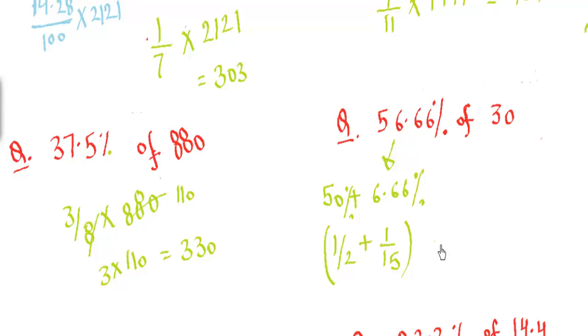So this will give me 30, that will give me 15, that will give me 2, 15 plus 2, that will give me 17 upon 30. So I can simply multiply it, 17 by 30 into 30. So my answer is 17.